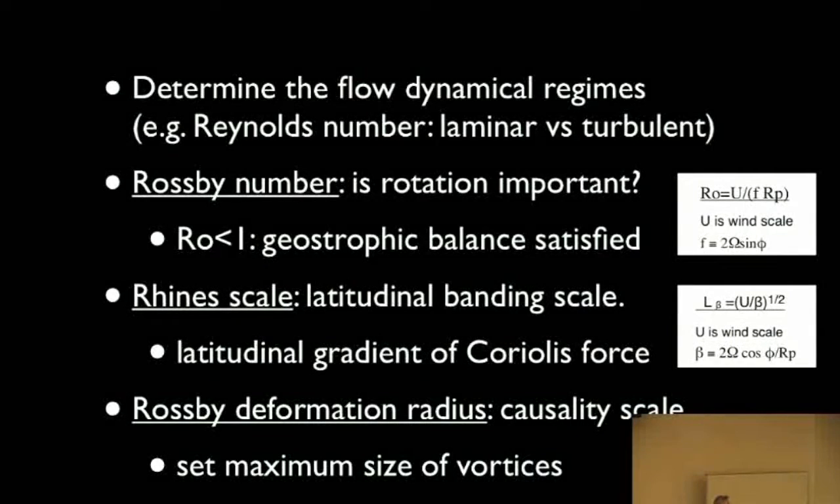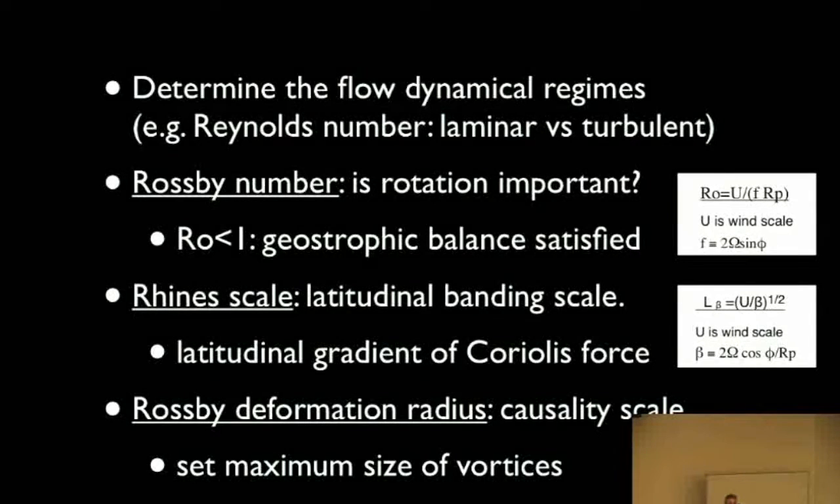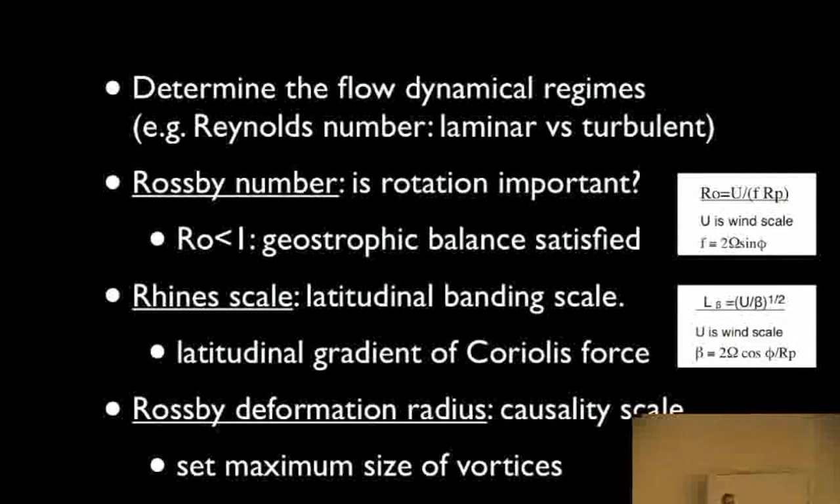Two other numbers that are maybe less obvious, at least the first time I met them they were less obvious to me, are the Rhines scale and the Rossby deformation radius. I'm not going to go through how we derive those numbers. I'm going to give you some references at the end of the lecture today, textbooks. There's a very good textbook by Vallis, Geoff Vallis. I really like that textbook about the dynamics, so you can get everything derived properly there. But I'm going to emphasize the meaning of those numbers.